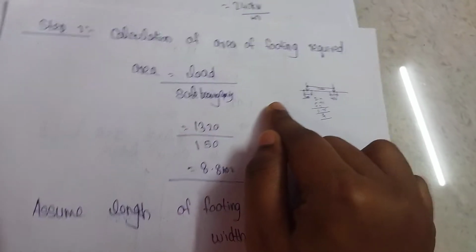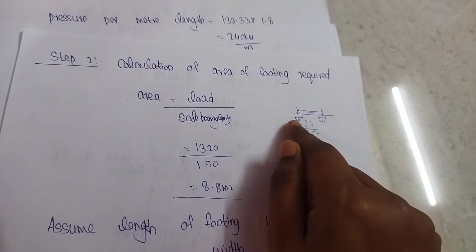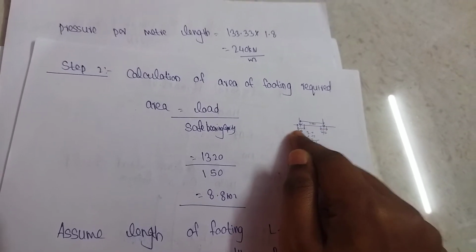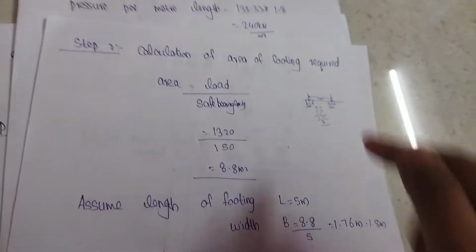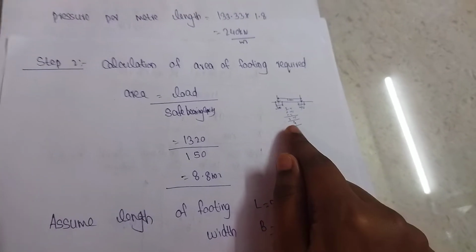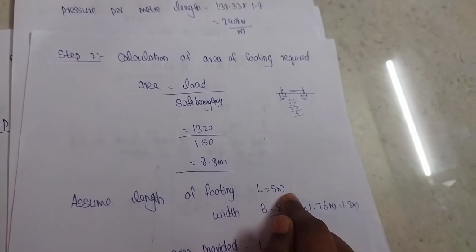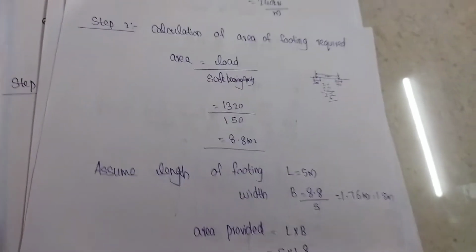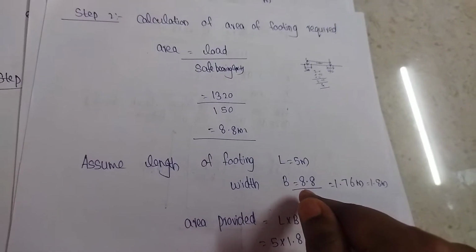The sizes of the columns are 300 mm and 400 mm. So 3.4 plus half of this and half of this gives the distance from this column to that column, and we provide the end distance by increasing that total value. We get 4, then we assume the length of the footing greater than that value as 5 meter.